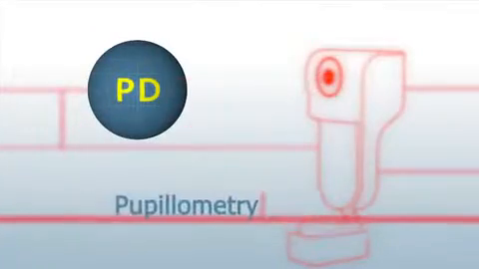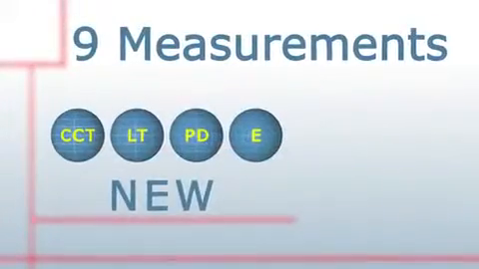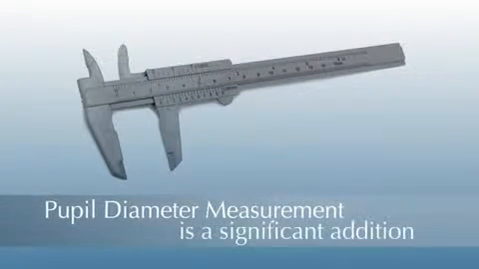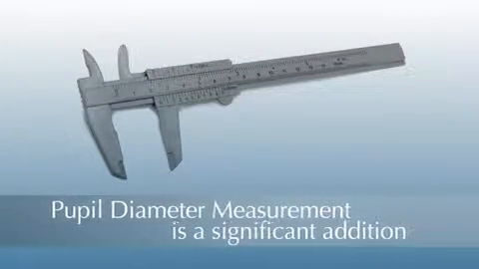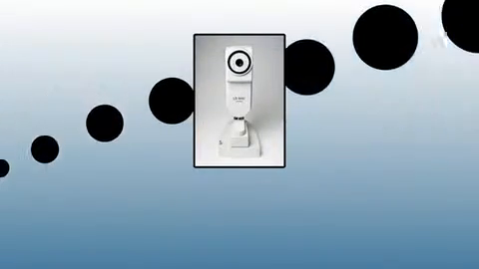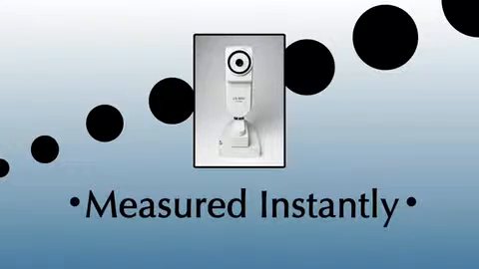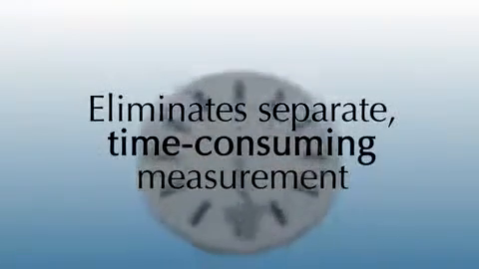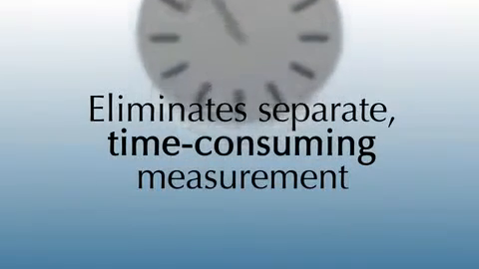This lesson will focus on pupillometry, one of the 4 new measurements in the LENSTAR system. For the surgeon, the pupil diameter measurement is a significant addition to premium IOL data, and with LENSTAR's advanced technology, pupil diameter is measured instantly, along with 8 other measurements. This exclusive LENSTAR feature eliminates a separate and time-consuming pupillometry measurement exam.